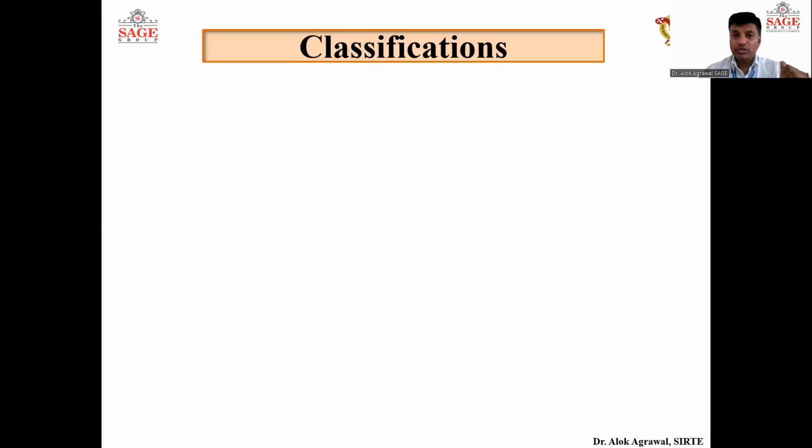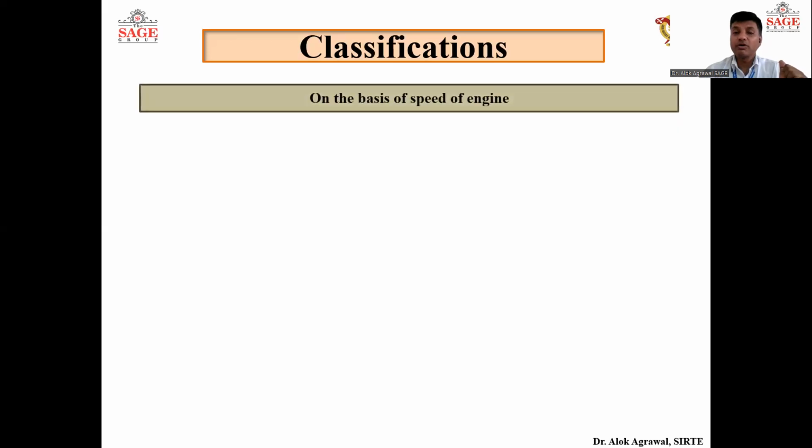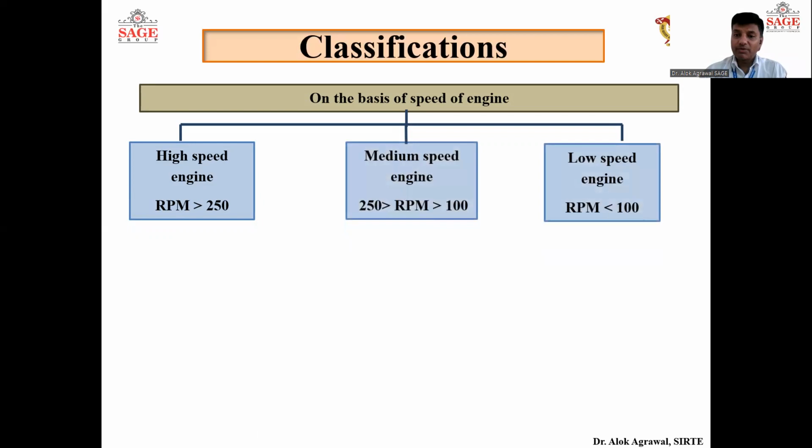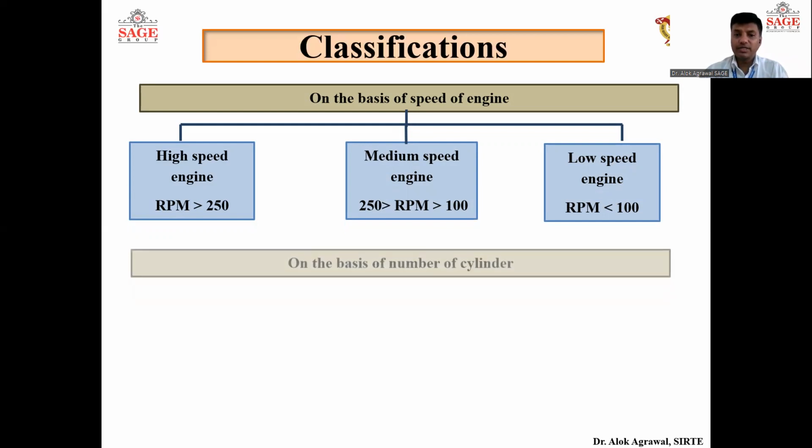Okay. So next classification is on the basis of the speed of engine. Speed of engine is classified into three types, that is low speed engine, high speed engine and medium speed engine. If the RPM of crank is greater than 250, it comes under the category of high speed engine. If the speed of crank is 100 to 250 RPM, it is a medium speed engine, and if it is less than 100 RPM, it is a low speed engine.